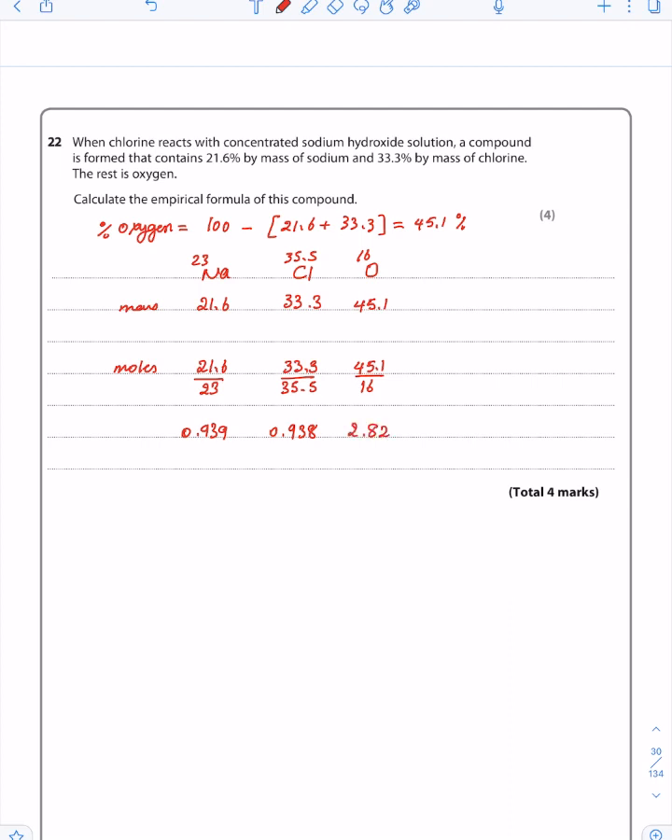هنديفايد على smallest number اللي هي 0.938، دي هتطلع 1 ودي تطلع 1 ودي تطلع 3. نقدر نقول إن empirical formula of this compound هي Na واحدة Cl واحدة O3. يبقى كده الكومباوند empirical formula NaClO3.